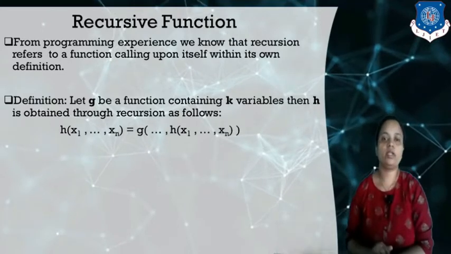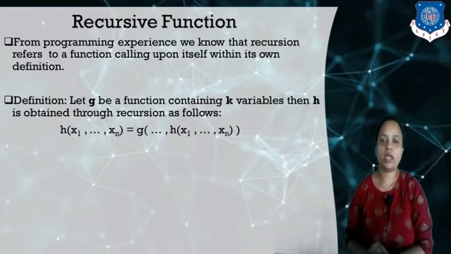How will it be obtained? h takes n arguments and is defined by using the g function, where g is defined over the number of inputs, and we have to call h recursively, where h takes x1 up to xn as arguments. It means that it takes n arguments.